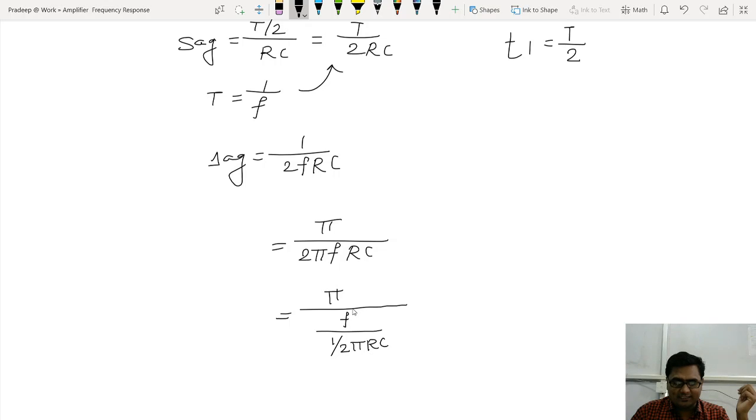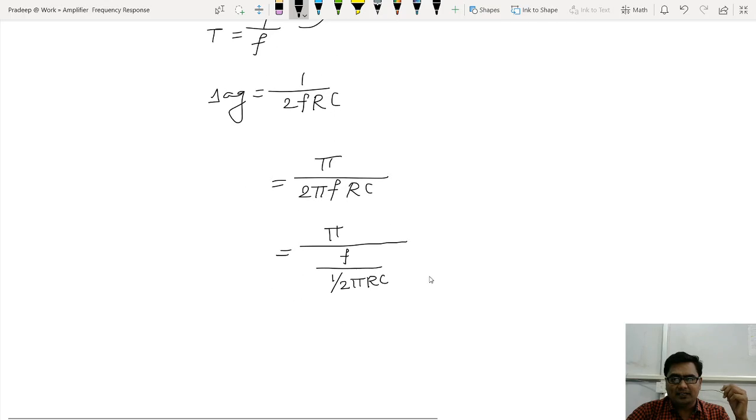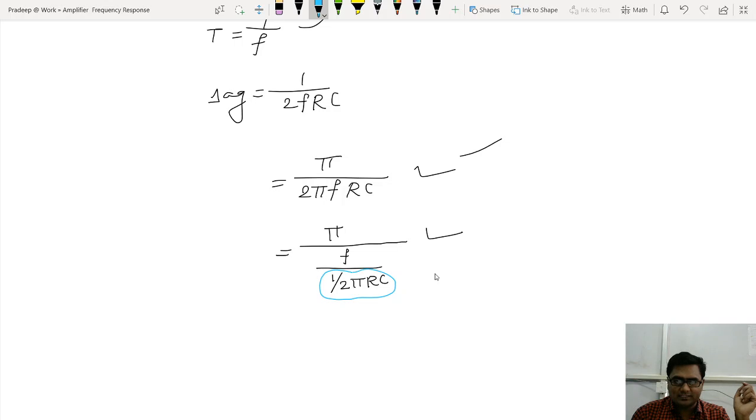Now just check whether I'm having the same equation. This equation is the same as this. This f 2 pi RC, that's what it is. Yes, it is the same. But why am I rearranging this? Because I want this term. What is this? It is 1 divided by 2 pi RC. Let me change the pen. I will say it is a cutoff frequency.